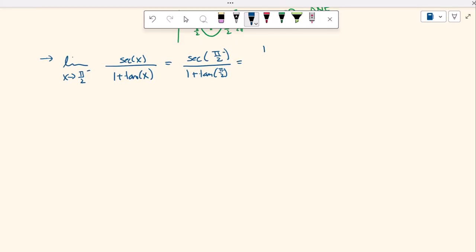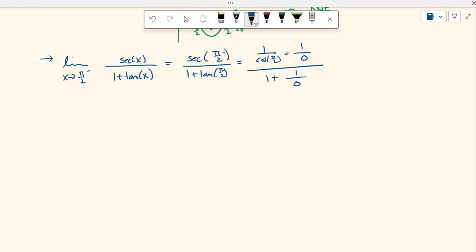Okay, so secant is 1 over cosine. And cosine at pi over 2 is 0. So I have undefined on the top. In the bottom, I also have sine over cosine for tangent, which would be 1 over 0. So I have undefined over undefined. Okay, so 1 over 0, 1 over 0.